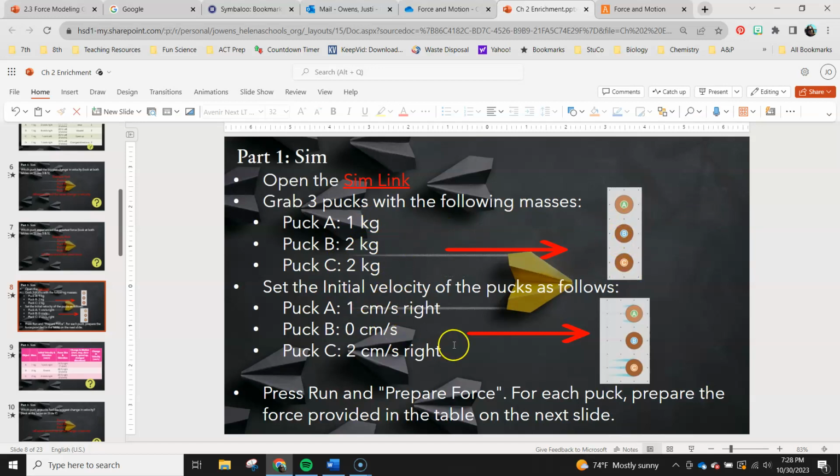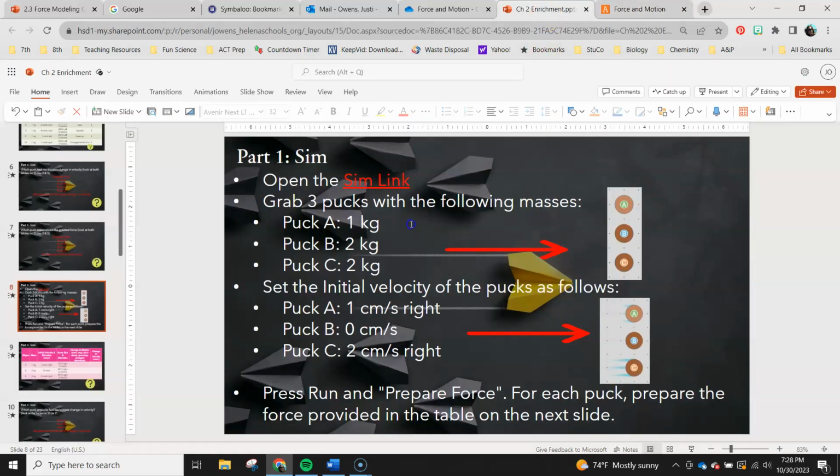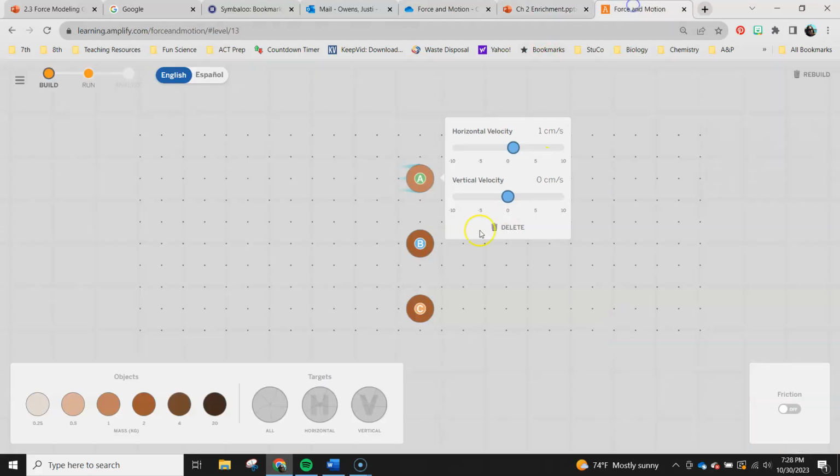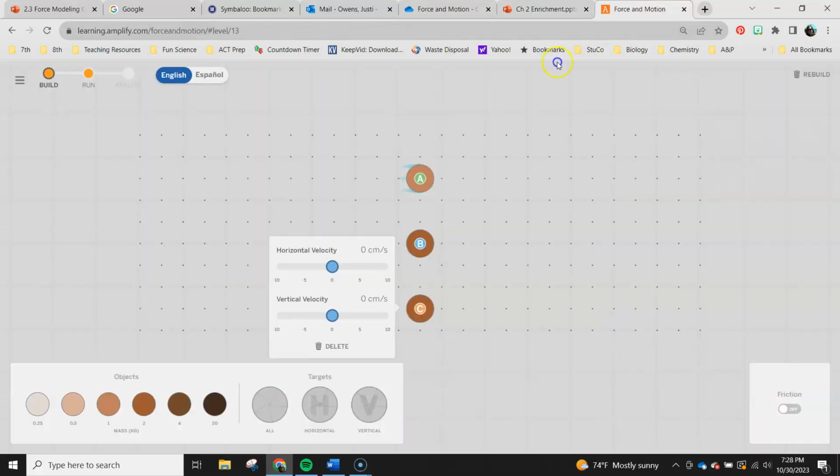And then I'm going to go ahead and set their velocities. Puck 1 was 1 centimeter per second to the right, so we're going 1 centimeter per second to the right. Puck 2 is 0, so it's at rest. And then puck 3 is 2 centimeters per second to the right.